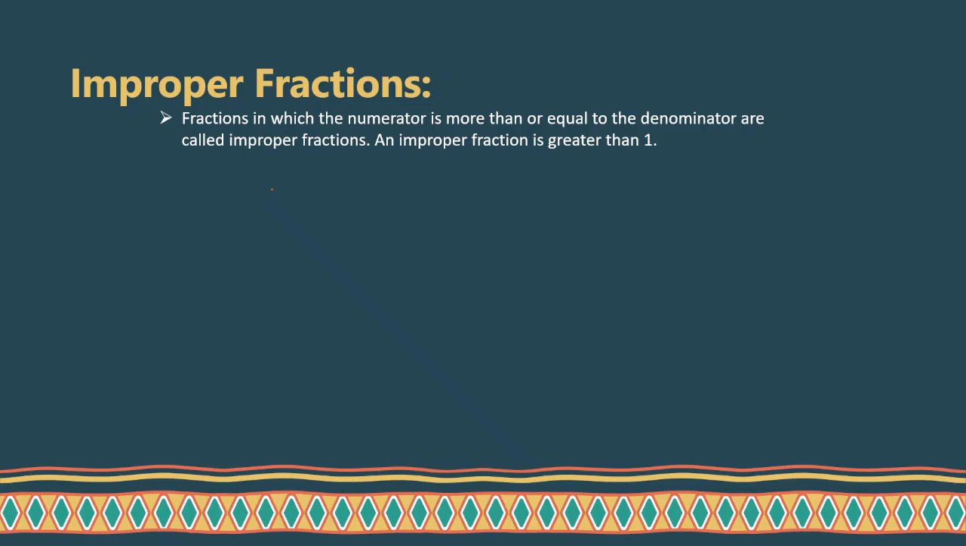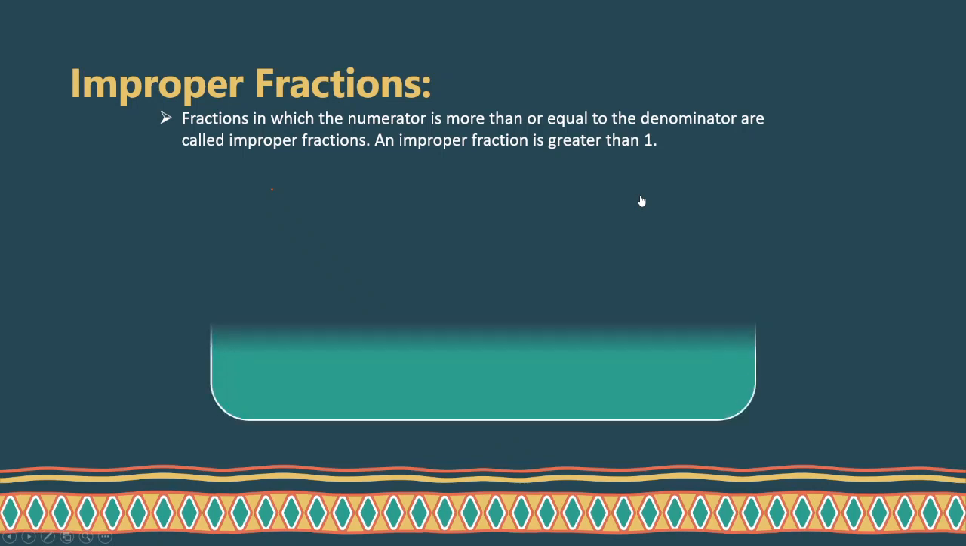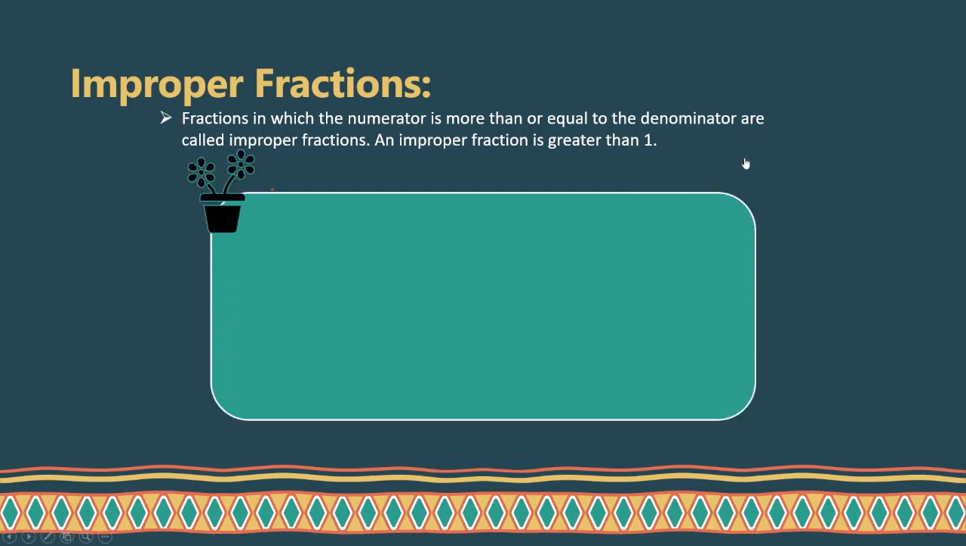Improper fraction is a reverse position of proper fraction. Now consider this picture and know the meaning of improper fraction. Here are two whole things. Each whole thing is divided into 3 equal parts and 4 parts are colored.